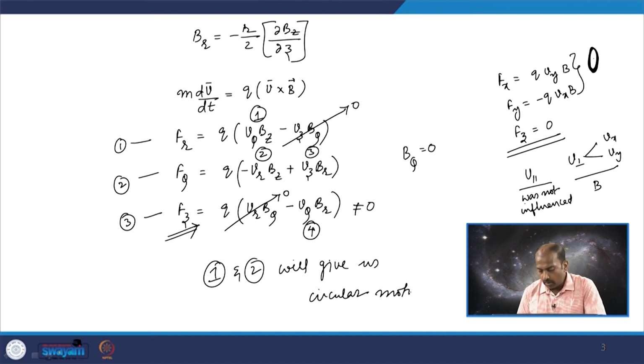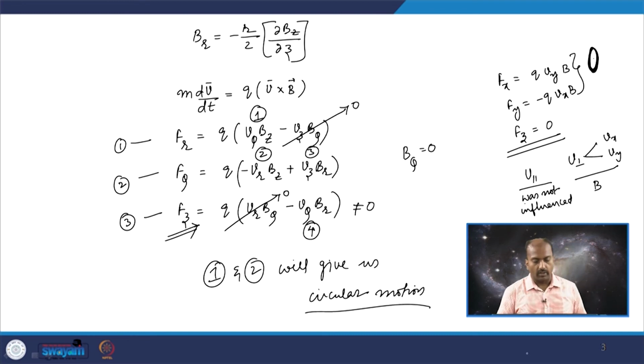So, it is simply the Larmor precession that we have seen in so many cases. Terms 1 and 2 will give us the circular motion. Now, most importantly, the force acting in the parallel direction is something new for us. Let us see how this non-zero force along the z direction will give us some physical effects.